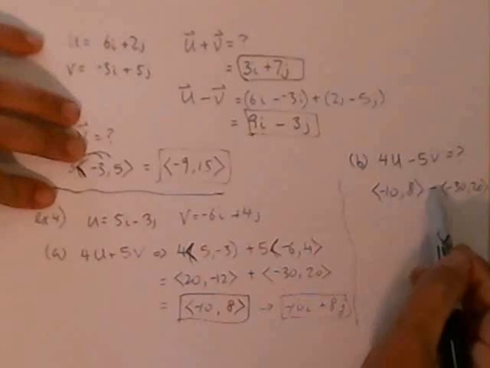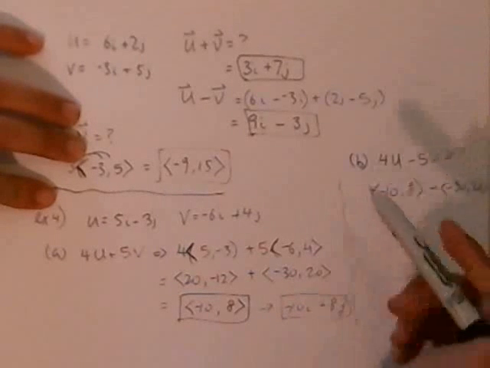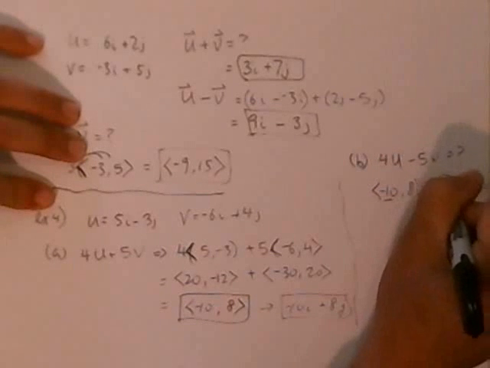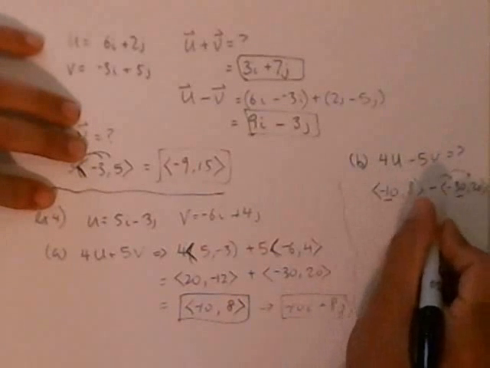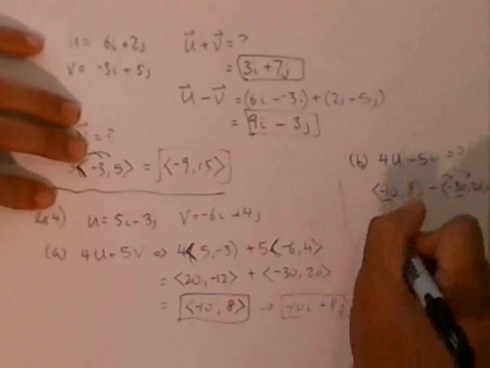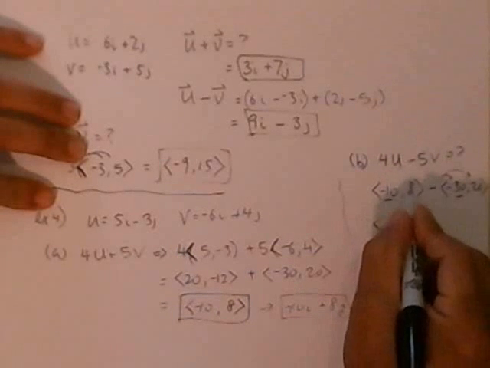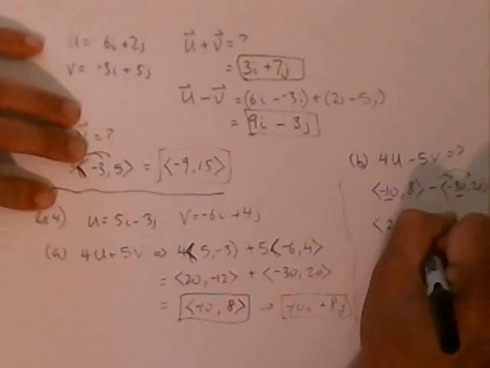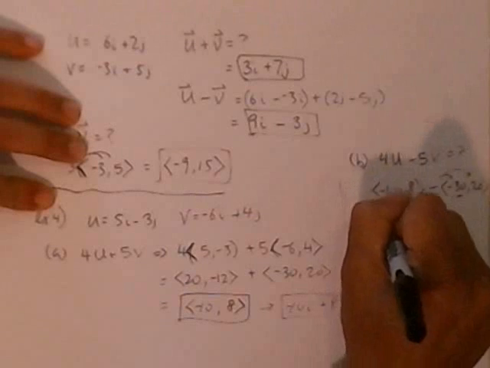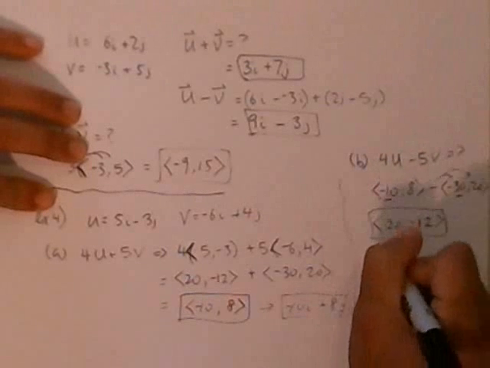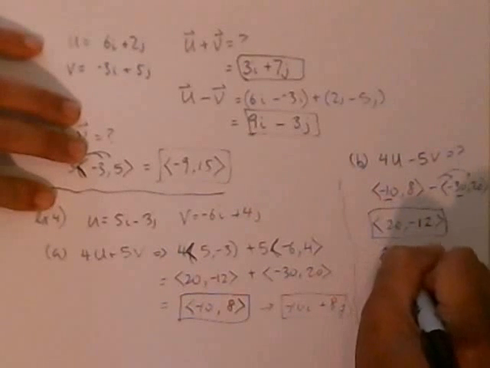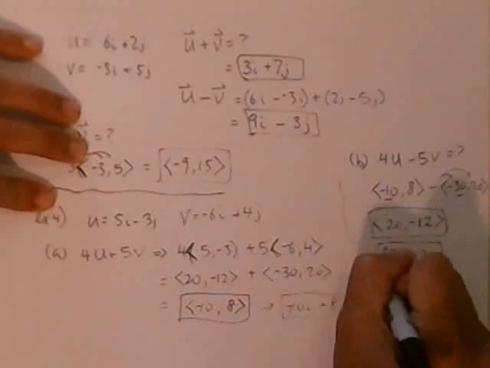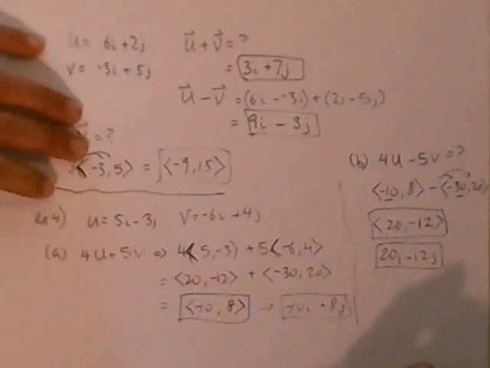Again, that's 4u minus 5b. We subtract this time. There's a minus, we have to distribute the minus. So negative 10 plus 30 is going to be 20. 8 minus 20 is going to be negative 18. Negative 12, excuse me. That's your answer. Or it's going to be 20i minus 12j. That's also going to be the answer in ij notation.